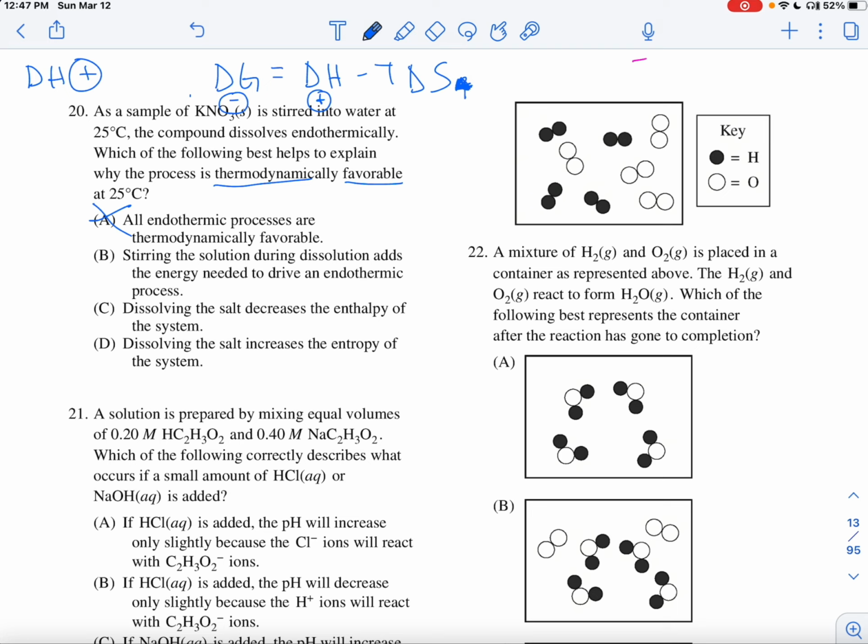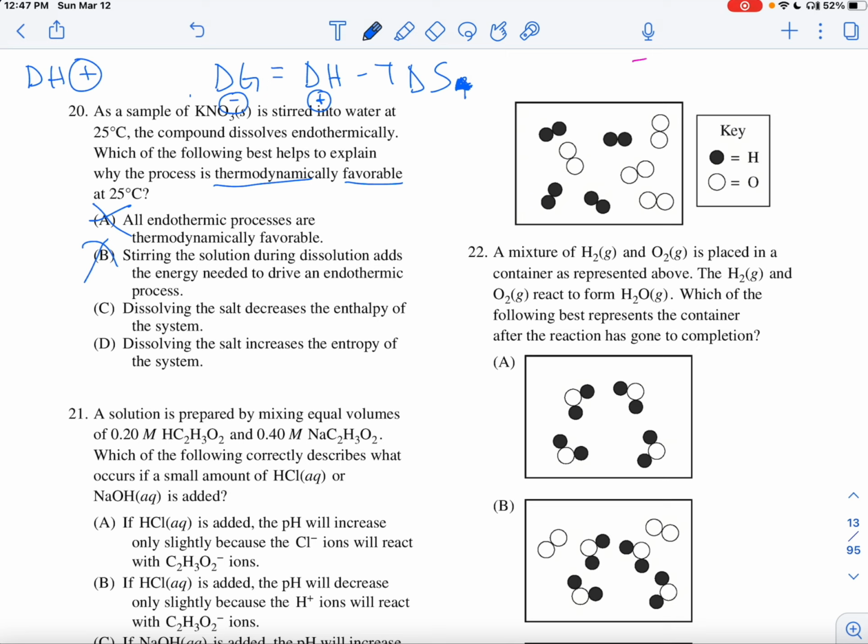But it doesn't add energy, and it doesn't change delta S, which is kind of what we want to happen here. So I'm going to get rid of that one. C: Dissolving the salt decreases the enthalpy of the system. Quite frankly, I've never heard of that being a thing, that dissolving would change enthalpy. Also, that's not what we're looking for here, right?